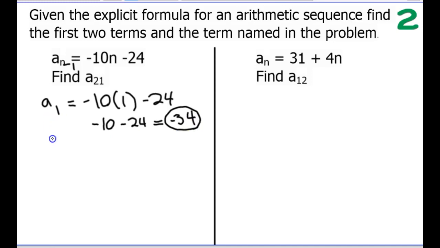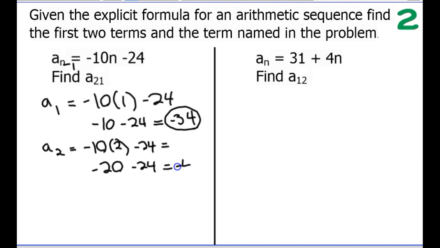Then if we want to find the second term, we're going to put in a sub 2. So -10 times 2 minus 24. -10 times 2 is -20 minus 24. That will give us -44. So those are the first two terms. It looks like it's going down by 10 each time.